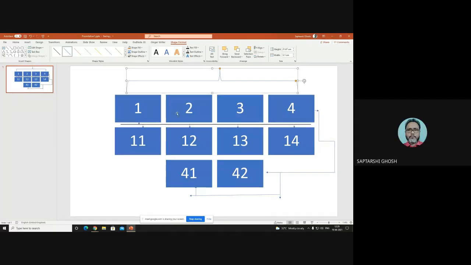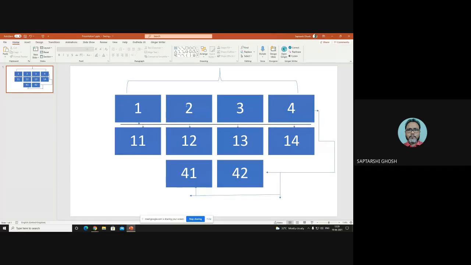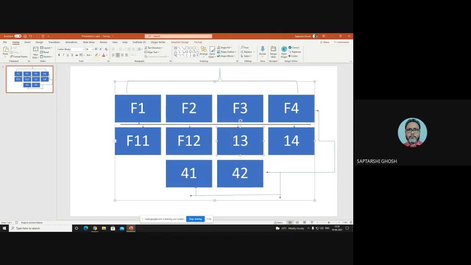Now you see, these 1, 2, 3, 4 are all distinct facets. You can say this is facet 1, this is facet 2, and that's why the numbers are also different. Facet 3, and this is facet 4. So these are known as intra-facet phase relation. But here you see, this is F11, this is F12, this is F13, this is F14, this is F41, this is F42. This means these four divisions are the divisions of facet 1. So these all are in array.